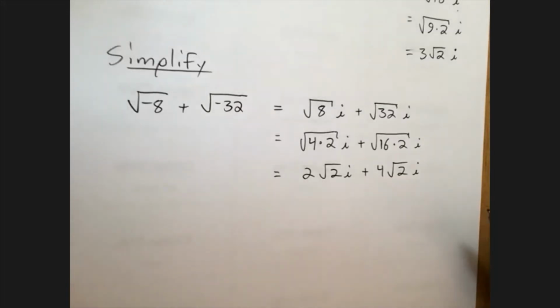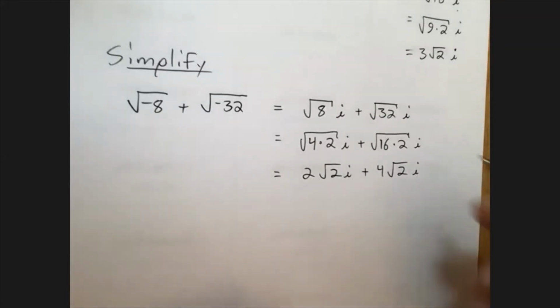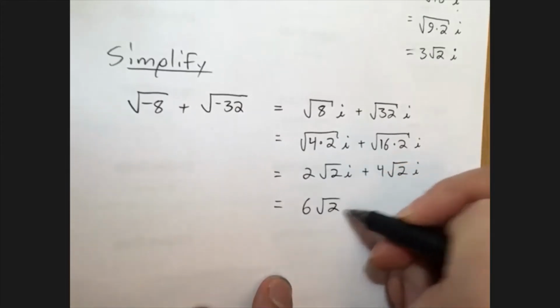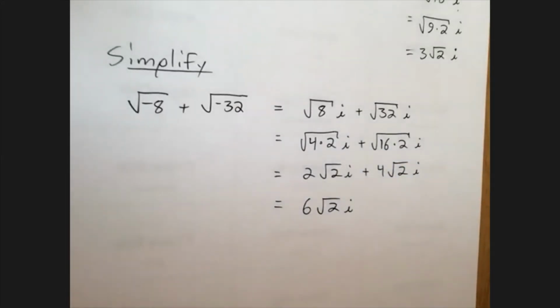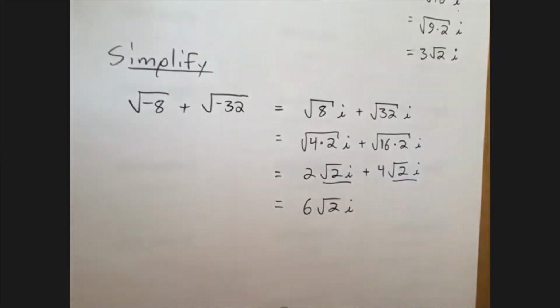Okay, now you can treat i like a variable, right? If there was any letter here, that would make these like terms, right? So I have 2 root 2 plus 4 root 2, that's 6 root 2. So my final answer would be 6 root 2i. Or you could have thought of root 2i as the variable. Like this is the same as this, so I can combine them by adding their coefficients. So that is how we would simplify something like that.